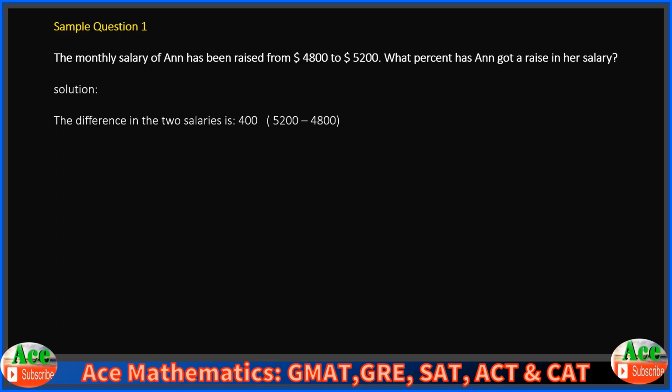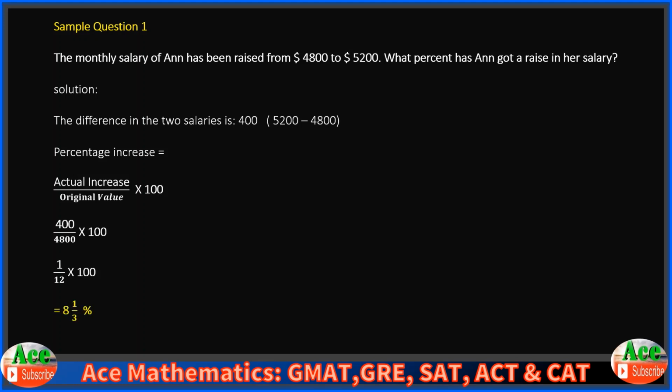Percentage increase is equal to actual increase upon the original value multiplied by 100. That is 400 upon 4,800 multiplied by 100, which is equal to 8 1/3%. Thus, Anne got a raise of 8 1/3% in her salary.